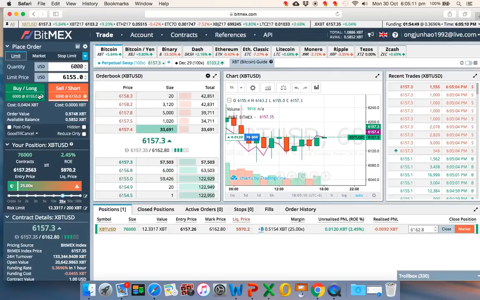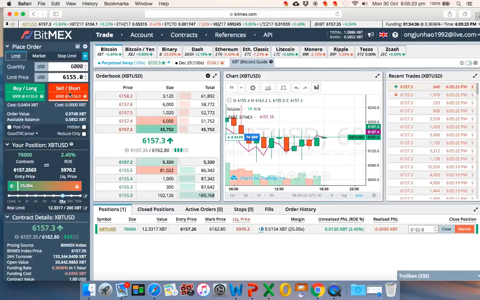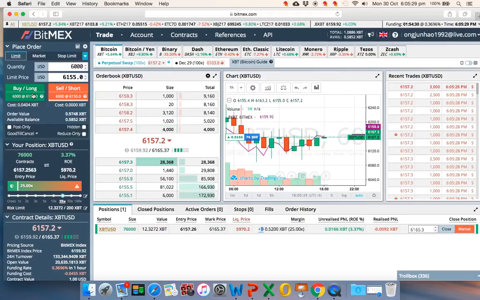A simple way for people to understand is that when you long something, it means that you are confident that the price will go up. When you short something, it means that you feel the price is going to go down. So the red one, short, meaning sell, means you think that something is going to go down. Long means you think that something is going to go up.